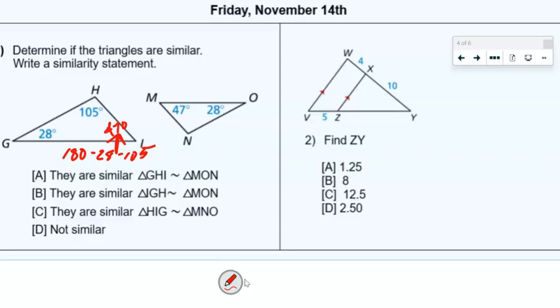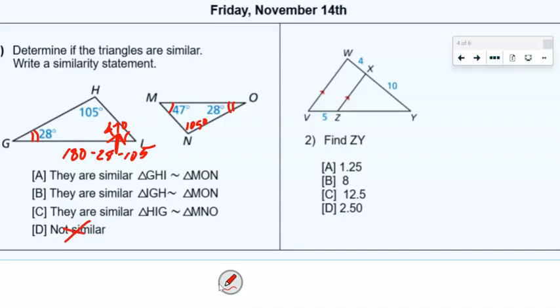Okay, so now I notice that there's a 47 there, there's a 47 there, right? We got a 28 here, and we got a 28 there, and that obviously means that this other angle has to be 105, doesn't it? Okay, that says they are similar. Oh, they are definitely similar because they have all three of the same angles, right? So then we're just looking at the similarity statement. This is definitely not the answer.